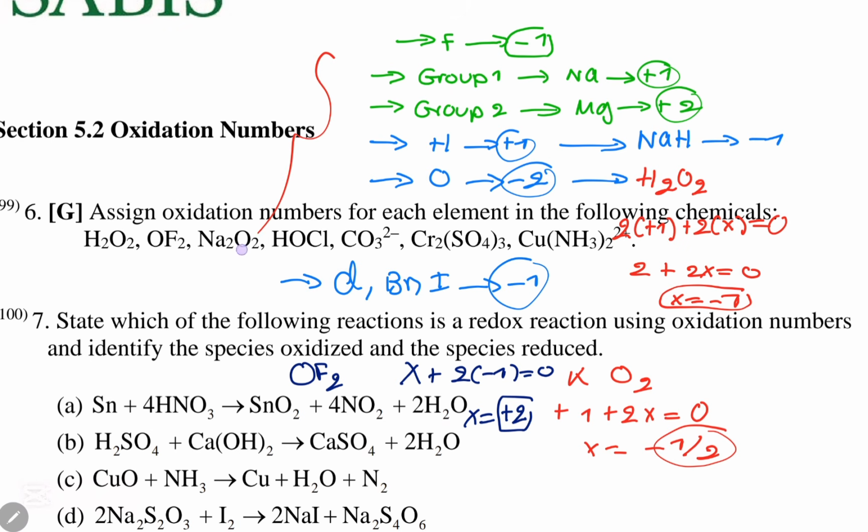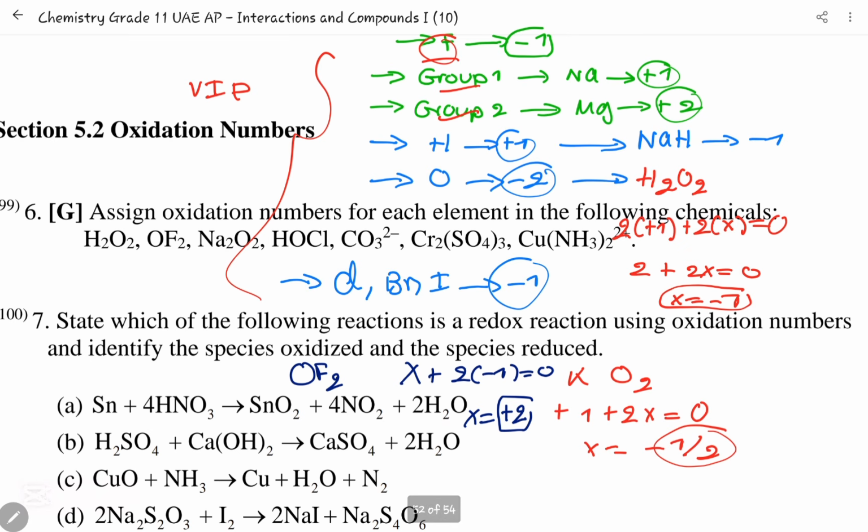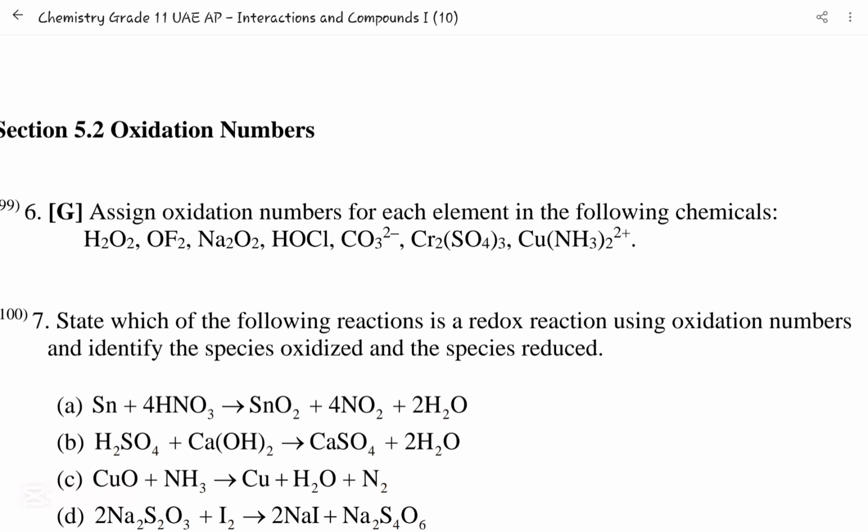So basically, imagine this list as a VIP list. If I see fluorine in a compound, I give it the very utmost respect and the greatest importance. If I see group 1, group 2, and so on, this is what you must follow in order to be able to solve question 6. So let's start with H2O2. Hydrogen is more important than oxygen, so it takes the importance.